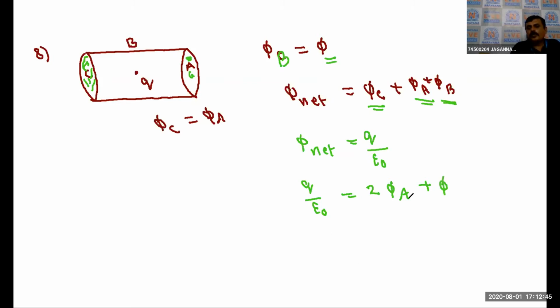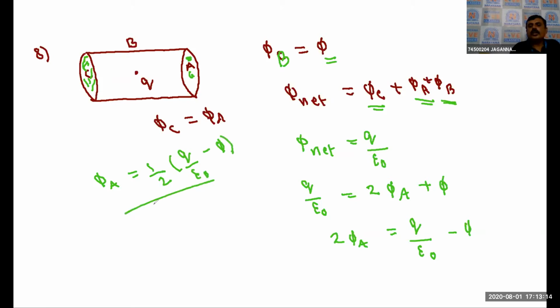So now 2 phi A is equal to Q by epsilon naught minus phi. Then phi A is equal to 1 by 2, Q by epsilon naught minus phi. This is the answer.